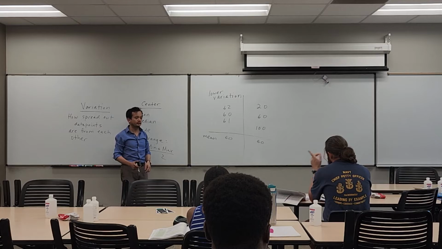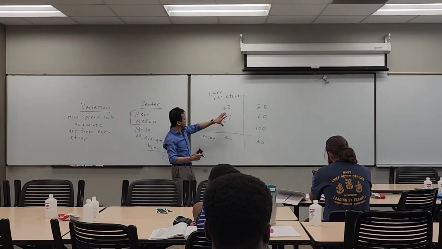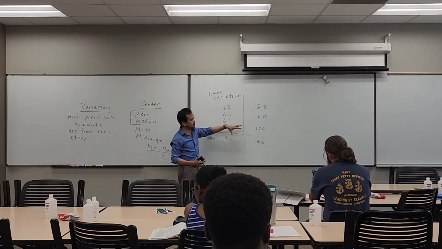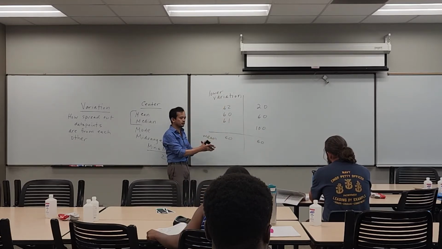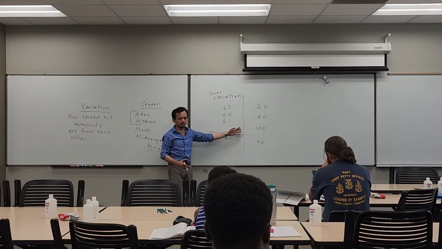Yeah. You're talking about class difference on this? No, I'm just saying, how do you quantify the fact that the three numbers on the left have lower variation? How do we assign a number for variation to the two sets of numbers?